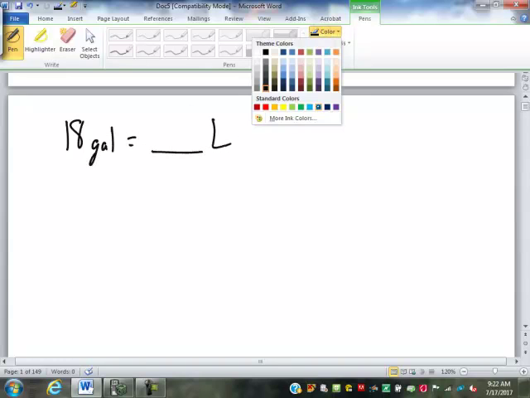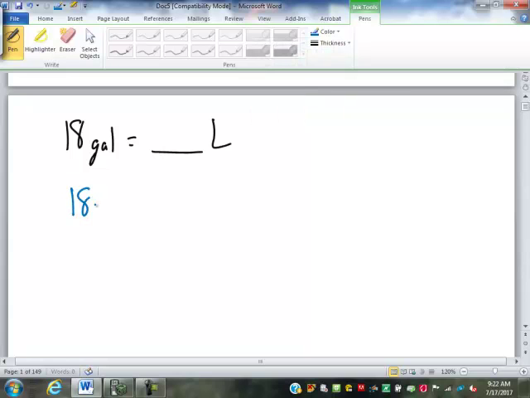So now I have 18 gallons going into liters. What's going to go on bottom in my conversion factor? Gallons or liters? Gallons, because I got to cross cancel the gallons, right? So liters have to go on top, and I want 1 with the gallons. So I look, I have 1 gallon is 3.79 liters.